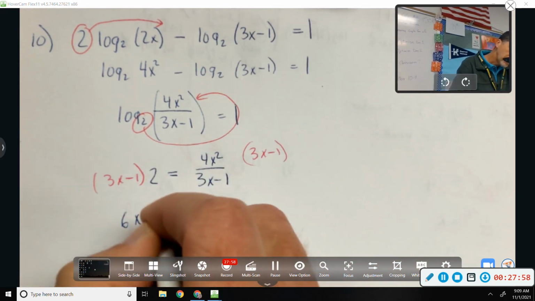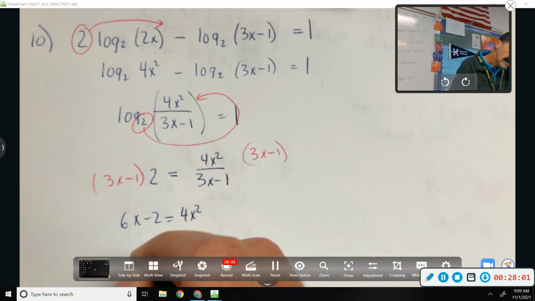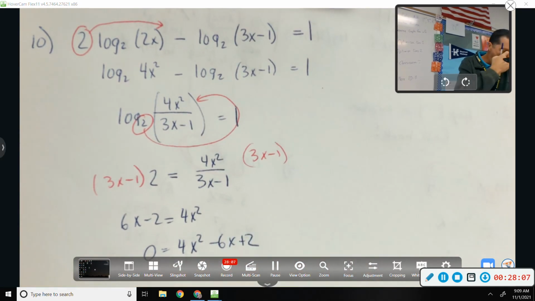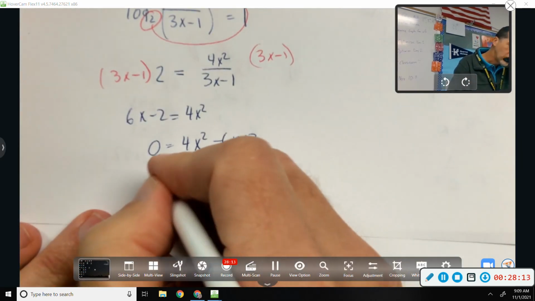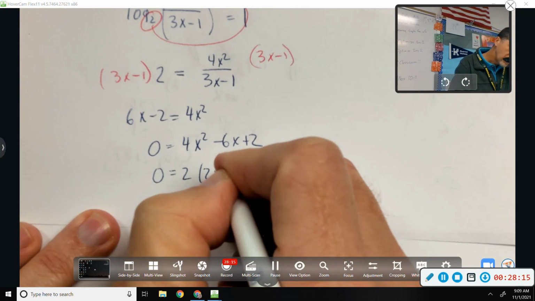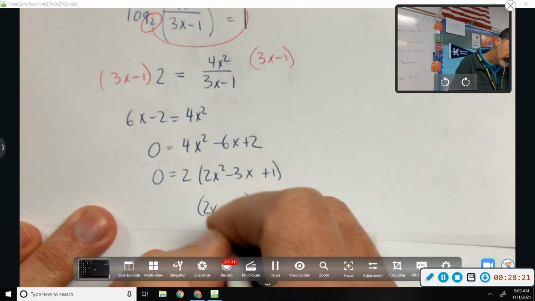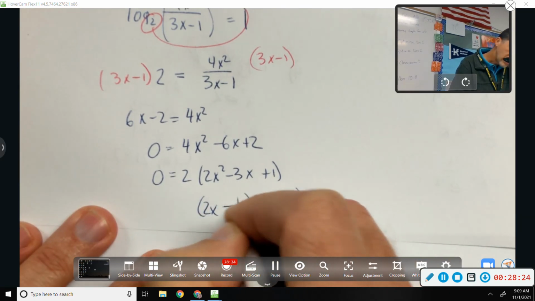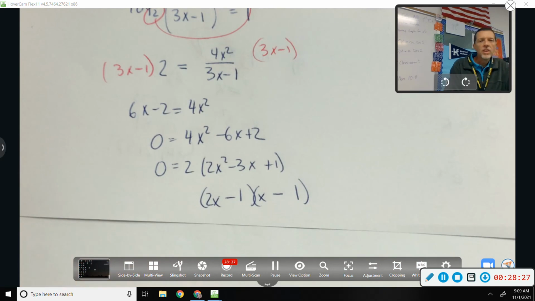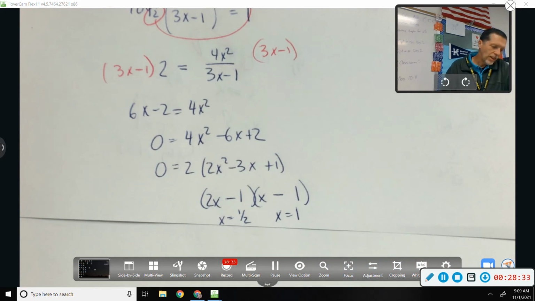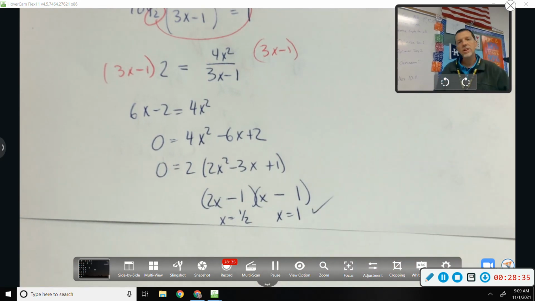So 6x minus 2 equals 4x squared. This looks ugly, but at least the 2 divides out. x plus 2 equals 0. And that will factor. Sorry, I'm having to go fast here, but this is all algebra stuff now. Both of those work. Lots of algebra, lots of factoring.